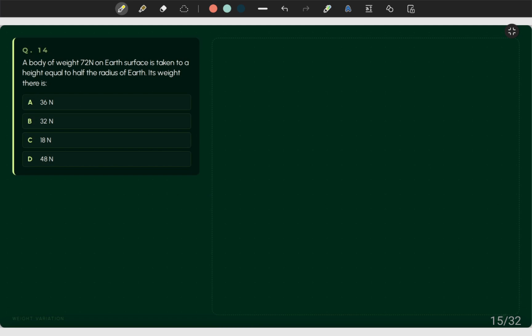Next question. A body of weight 72 Newton on Earth's surface is taken to a height equal to half the radius of the Earth. So this is Earth. The weight at this point was 72 Newton. Now it is taken to a point where the height is equal to R by 2.